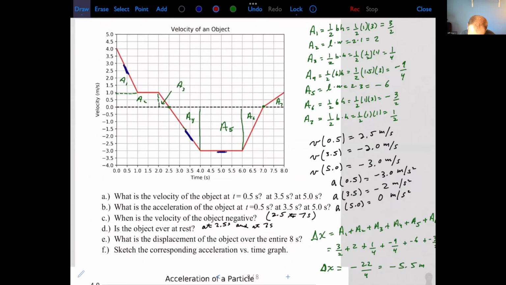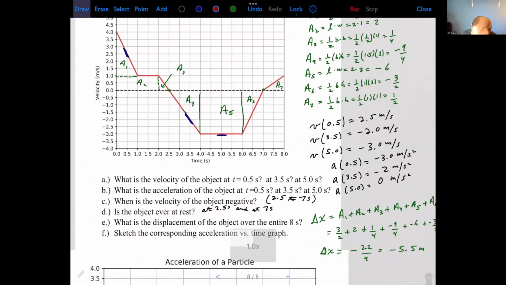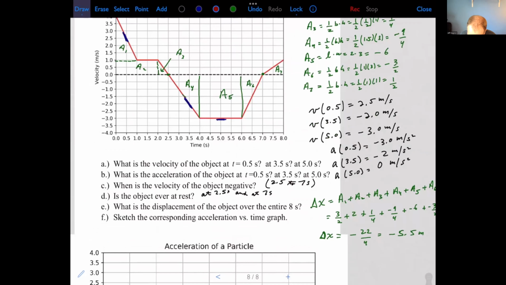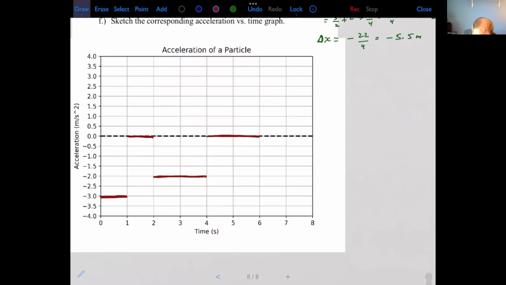Okay, from 4 to 6, it's easy. The acceleration is 0. So 4 to 6, acceleration is 0. From 6 to 7, let's see, do rise over run. The rise is going from -3 to 0. So it's going up 3, right? And then over 1. So +3, right? From 6 to 7. So 6 to 7, my acceleration is +3, like that.